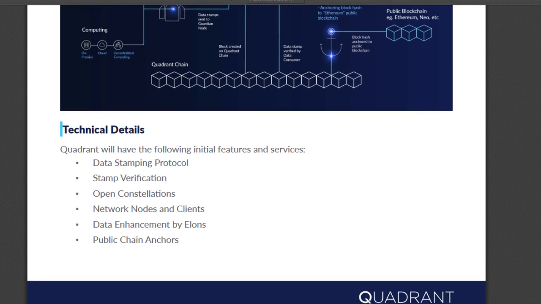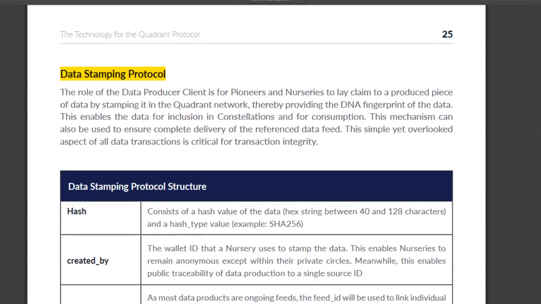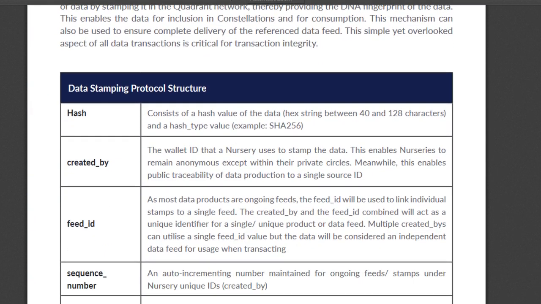Technical details. This is the same stuff we've been going over here. Data sampling protocol. If you're into your scripting, this will be helpful for you. If you're not into scripting or you're not comfortable talking about this with Telegram users, this is definitely just a look at the white paper on page 25. If you don't know what this stuff means, don't sweat this stuff too much. This is not the heart blood of this project for talking about it with Telegram users.